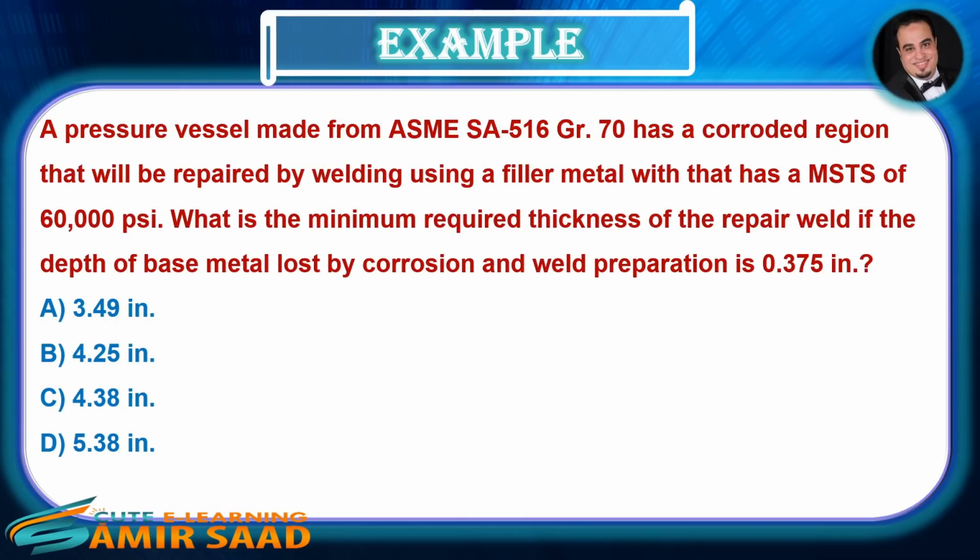Example: a pressure vessel made from ASME SA-516 grade 70 has a corroded region that will be repaired by welding using a filler metal that has a minimum specified tensile strength of 60,000 psi. What is the minimum required thickness of the repair weld, if the depth of base metal lost by corrosion and weld preparation is 0.375 inches?